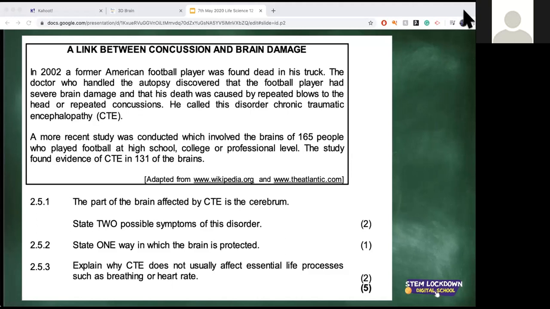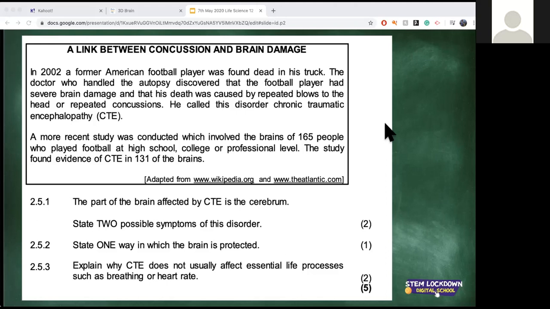So they've done a study on people in the NFL, the American football players. I always joke about them being all padded up and wearing helmets, but the main idea in American football is to tackle people as much as possible. They've looked at the link between concussion and brain damage. In 2002, a former American football player was found dead in his truck. A truck is a bakkie or a pickup. The doctor who handled the autopsy discovered that the football player had severe brain damage and that his death was caused by repeated blows to the head or repeated concussions.